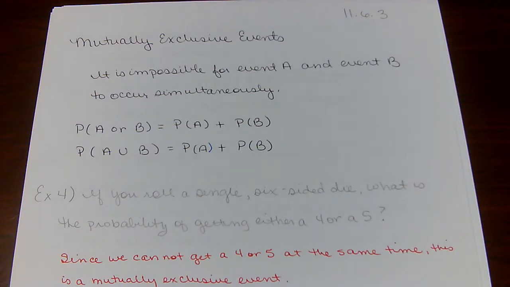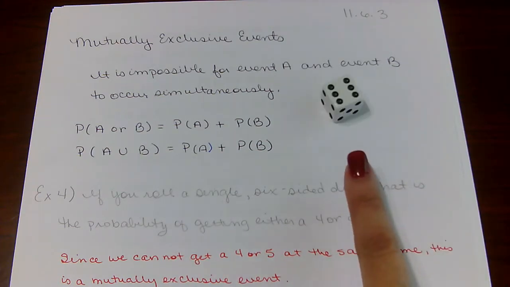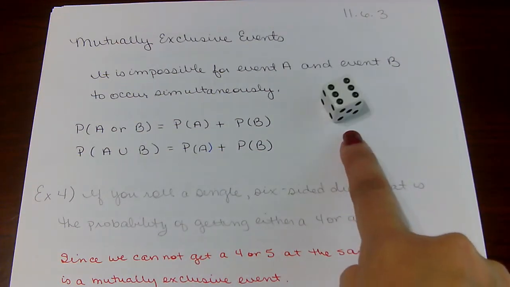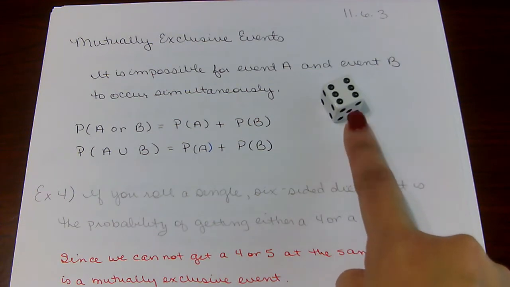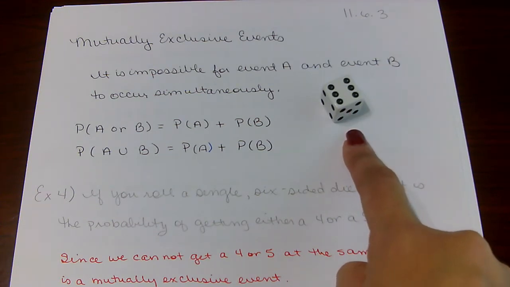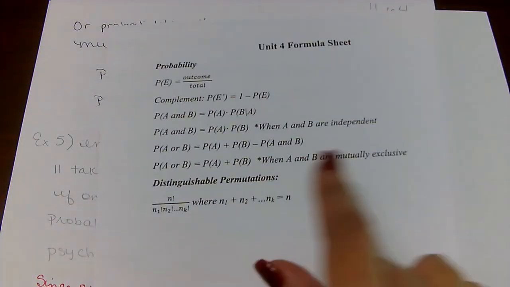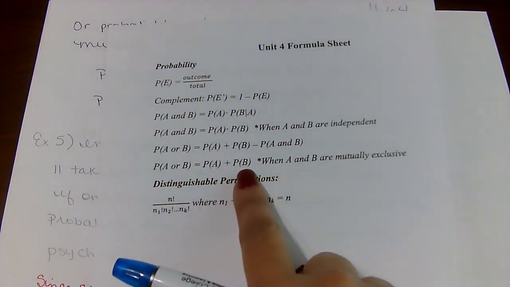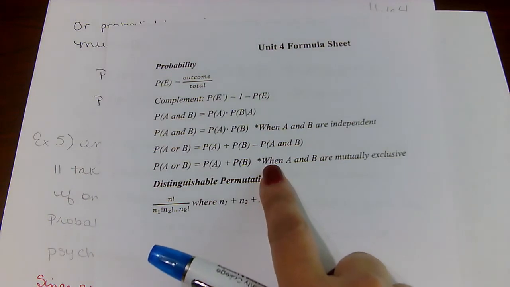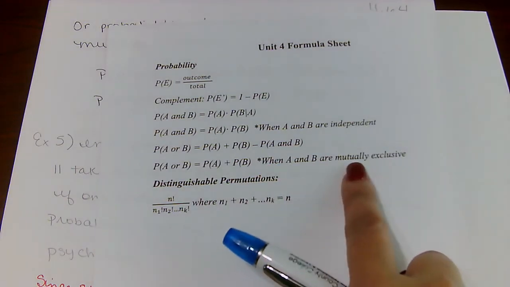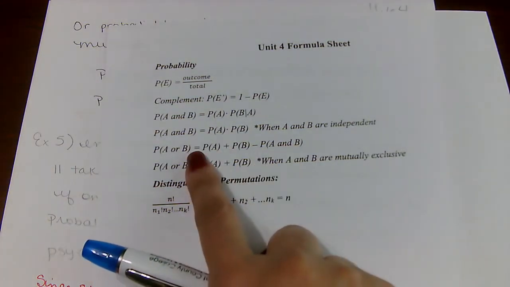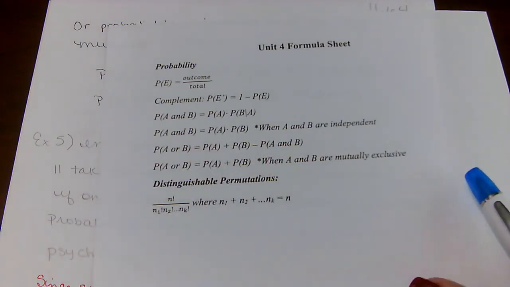Other examples would be if I roll the dice again, it's either going to be an odd number or it's going to be an even number. There's no way for both of these to occur at the exact same time. This equation can be found here on your formula sheet. Notice that it says here when A and B are mutually exclusive. When they're not mutually exclusive, we'll be using this other formula here.